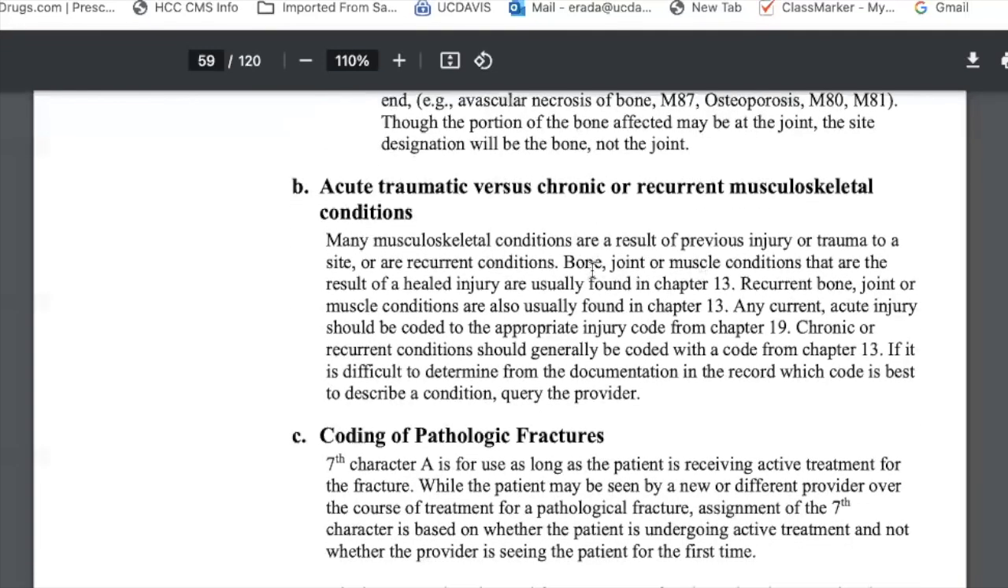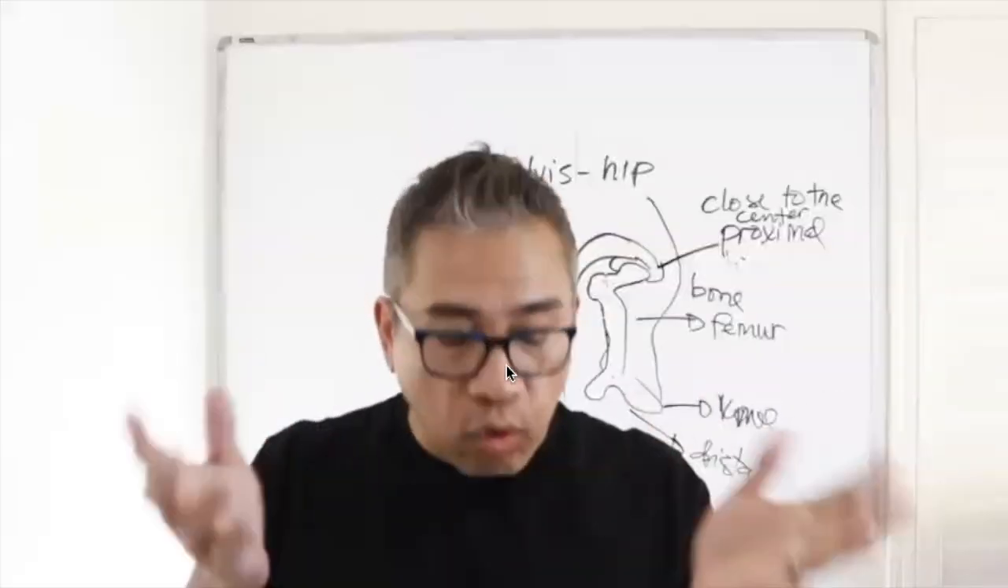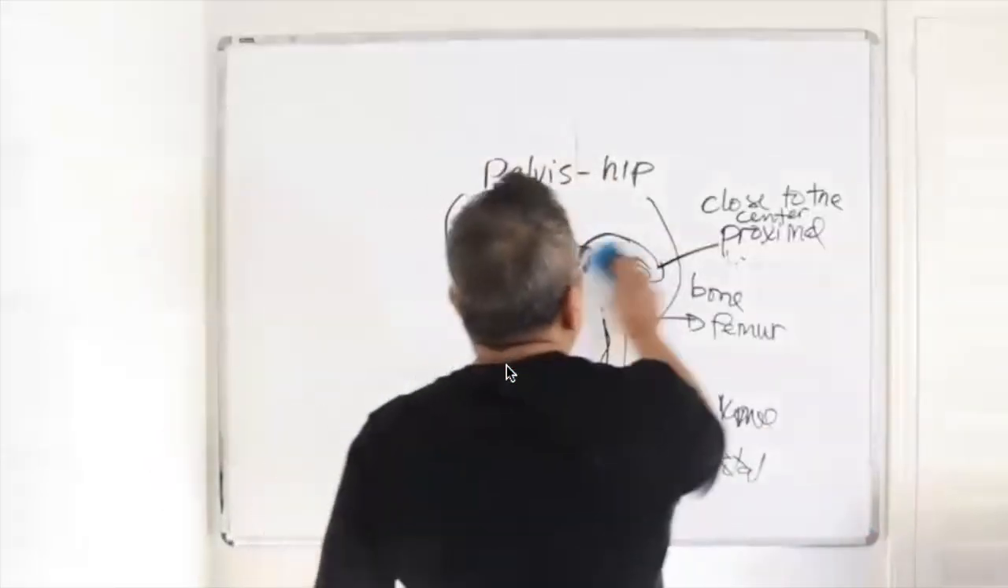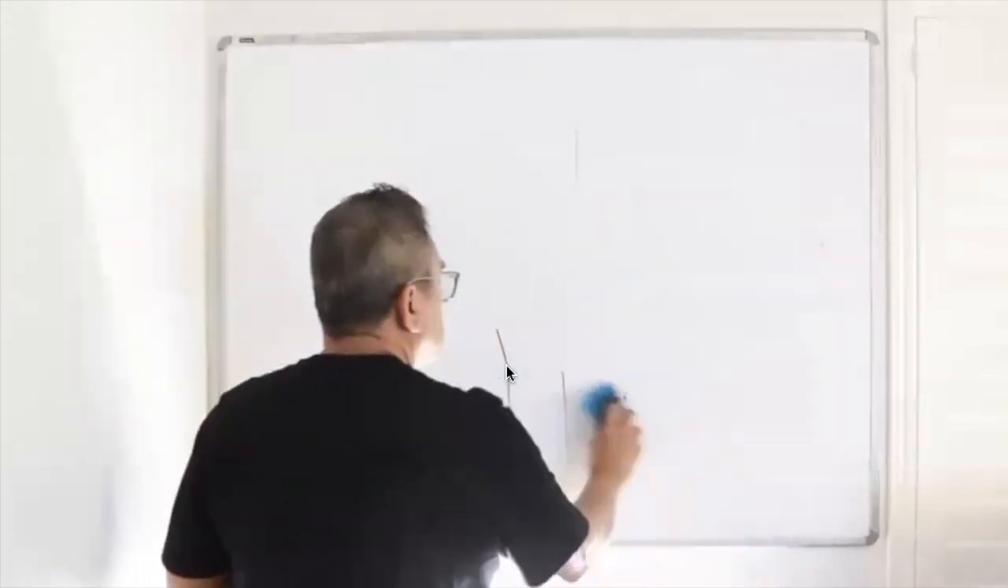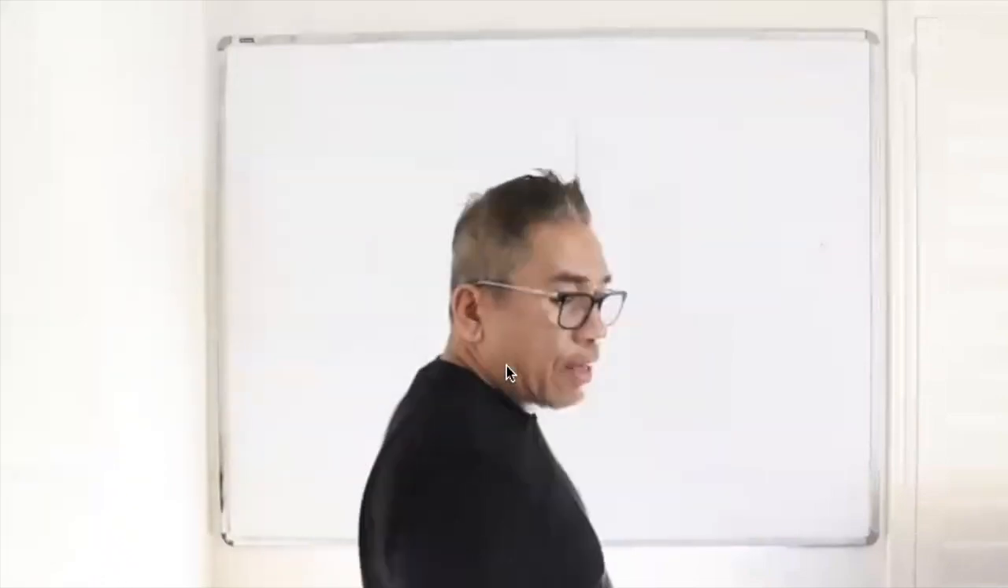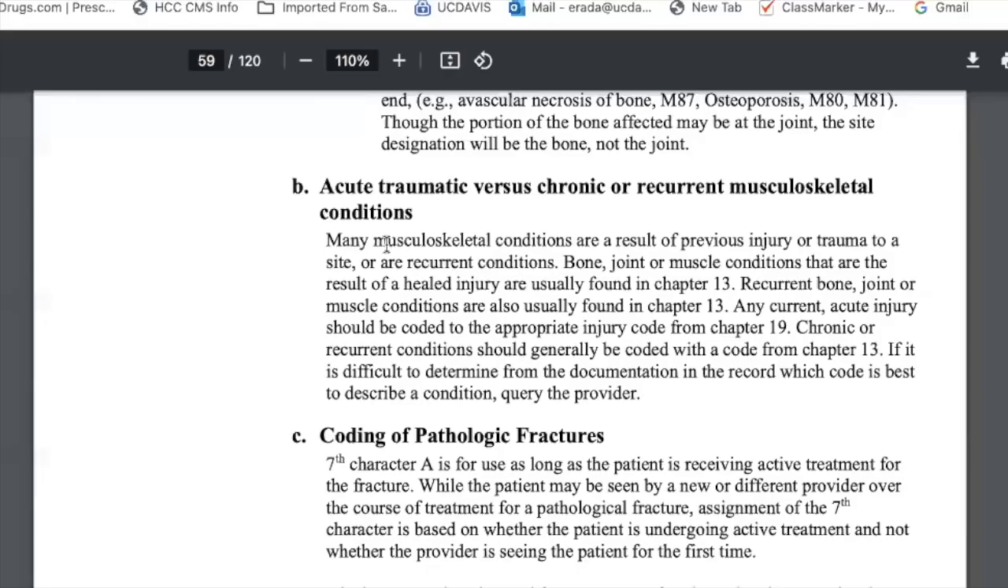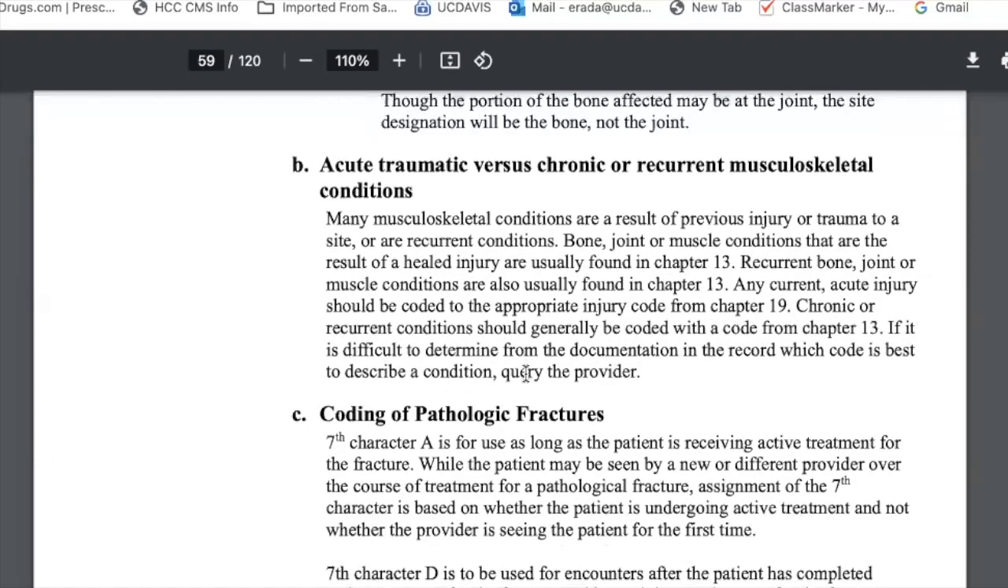Let's go here. Acute traumatic versus chronic or recurrent musculoskeletal conditions. I have already set this out. I already explained to you guys what this is. Earlier, I talked about how coders need to be able to identify the recurrent or chronic condition of the musculoskeletal system compared to the acute injury. So it is very, very important. The guideline is just a repetition of what I have just explained.